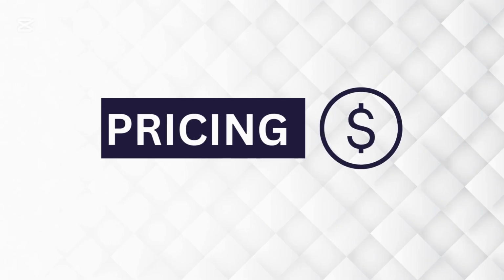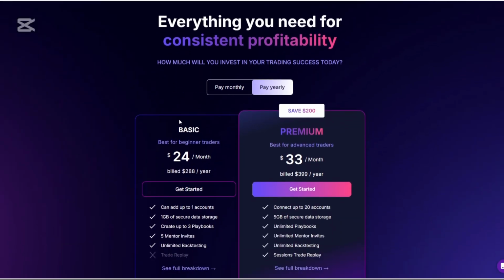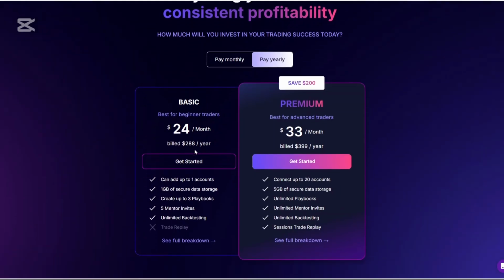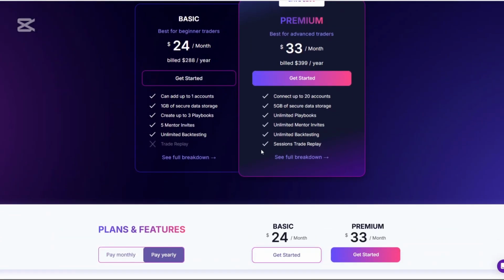Now let us talk about the pricing for both platforms. With TradeZella, there is a basic plan and a premium plan. The basic plan goes for $24 per month when you pay annually, and the premium plan goes for $33 per month when you pay annually. With the premium plan, you can save $200, and this is best for advanced traders.